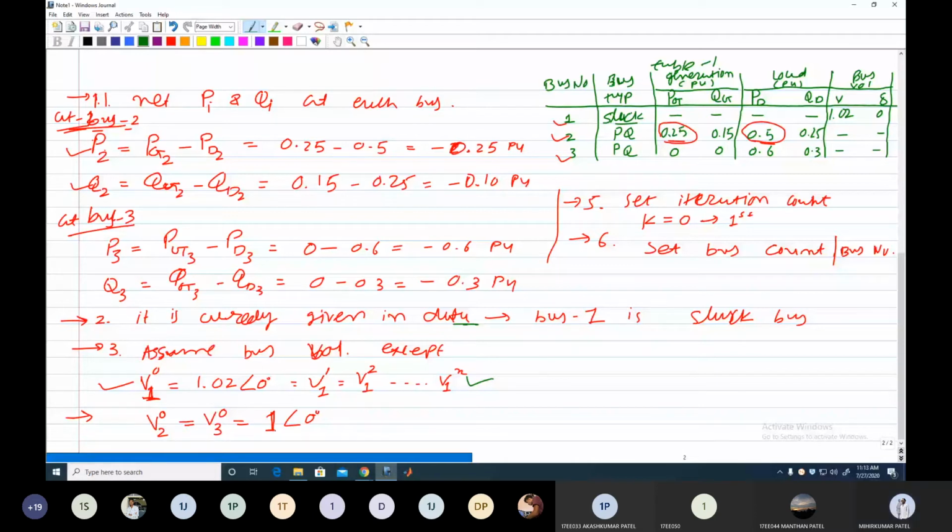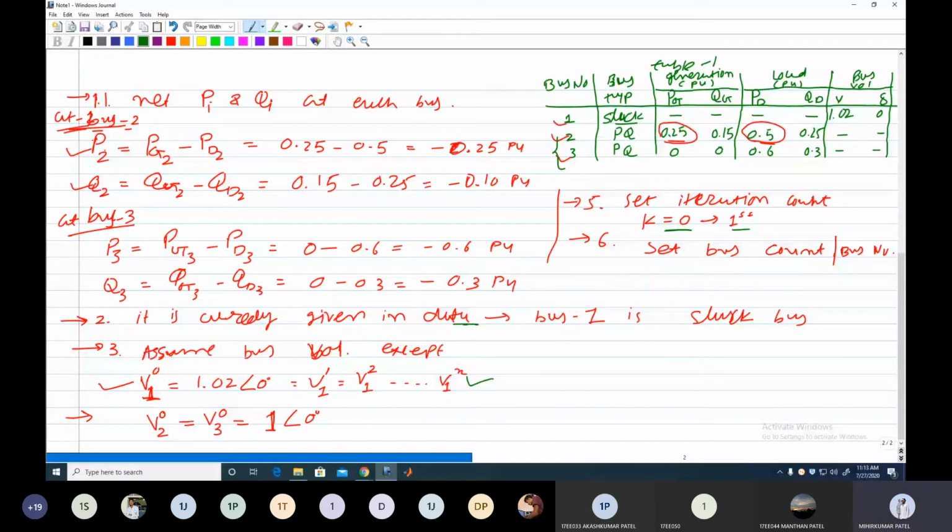Next step, we have to set the iteration count. We have selected k equal to 0 for the first iteration, and step number 6 shows the bus number, but it is already provided to us in our data set. So we keep it as it is provided to us. Now, for the next step, step number 7.